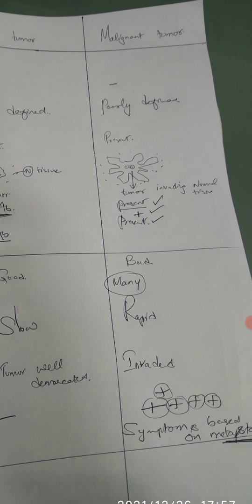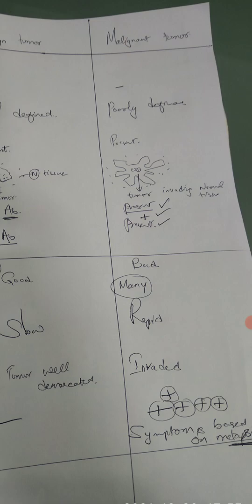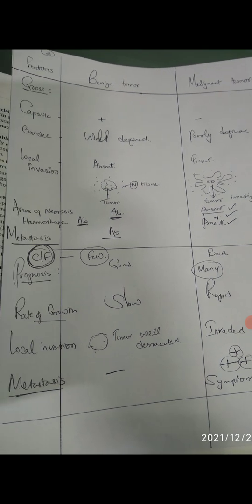Because of the local invasion as well as distant metastasis, the rapid growth of the tumor results in bad prognosis, meaning the tumor has got very bad outcome. The patient may have mean survival of less than 5 years or so. So this is in toto the differences between benign and malignant tumor.